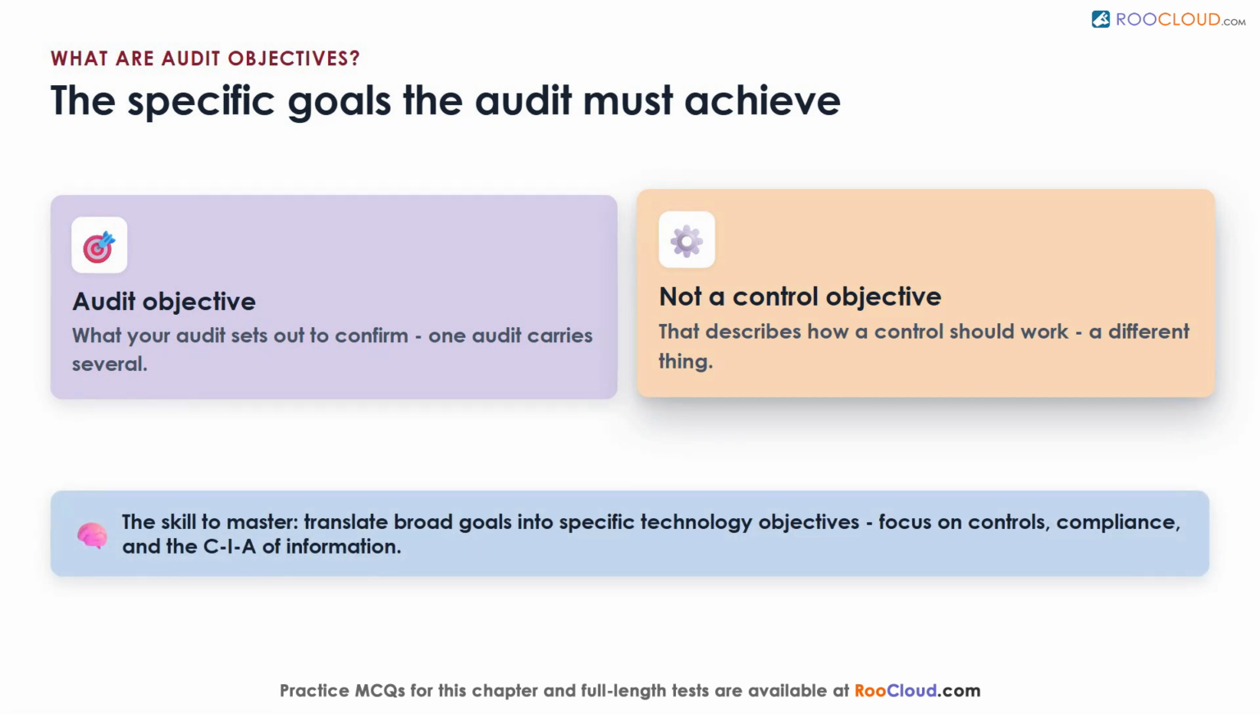Here's a skill you must master: translating broad goals into specific technology objectives. Say a financial goal is posting transactions correctly. In a systems audit, you extend it. You confirm the editing checks catch coding errors. Errors that would corrupt those postings. A core purpose is to find the key controls. Then decide which ones to test for compliance.